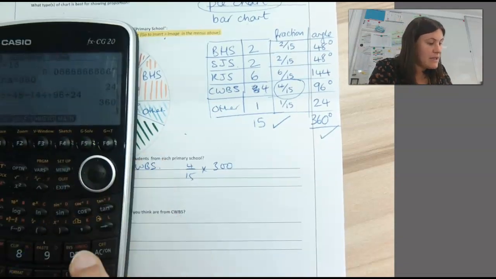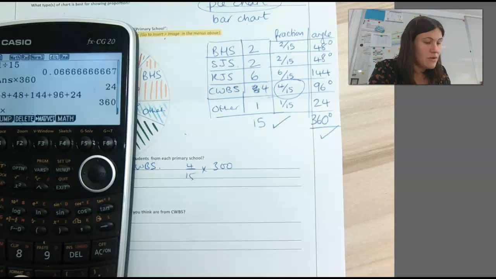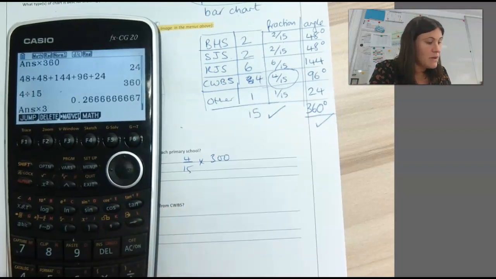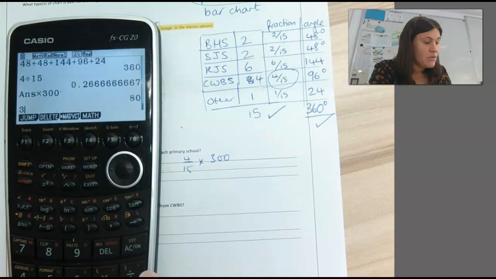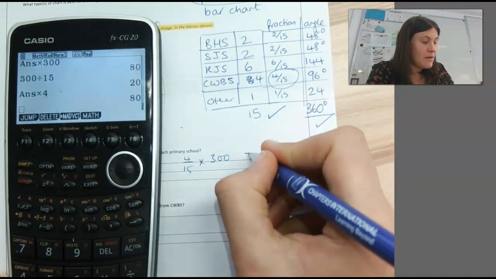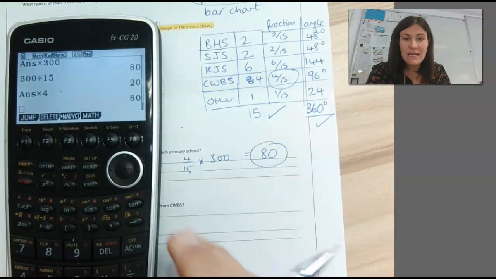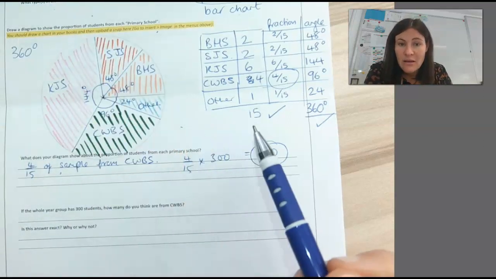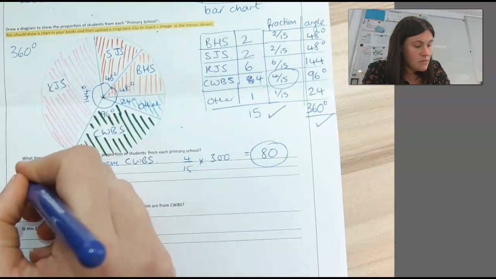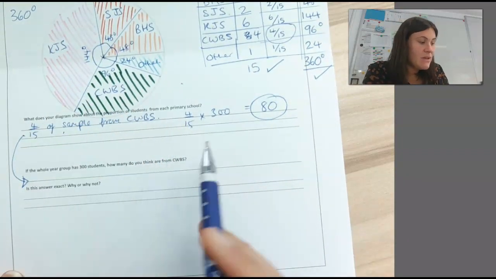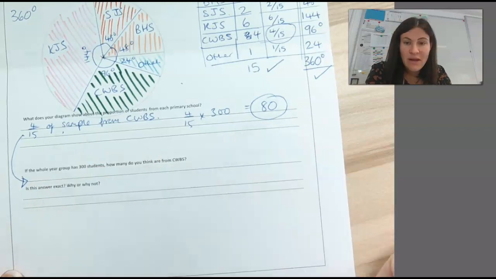Again, I use my calculator. You can do this in a different way. You can do 4 divided by 15 times 300. You could do 300 divided by 15 to find 1/15th, and then say, okay, I want 4 of those. Either way, we get an answer of 80. So 80 would be a really sensible answer here. Oops, I should have written that down here. I've written that in the wrong place, never mind. How many do we think? Well, I would guess 80 because of that reason.